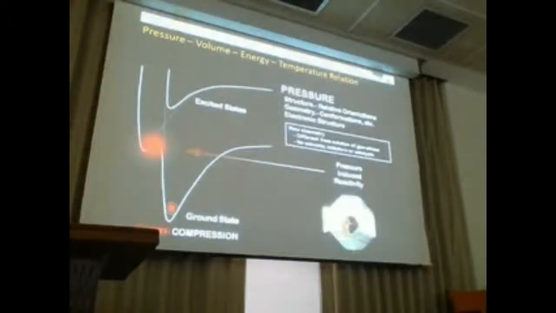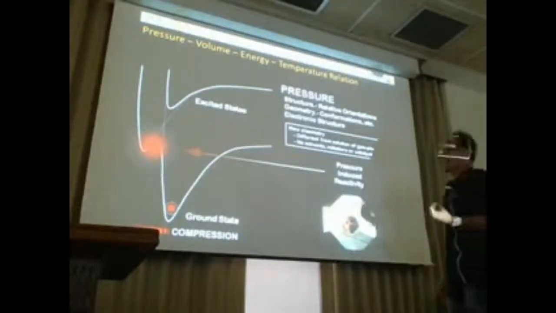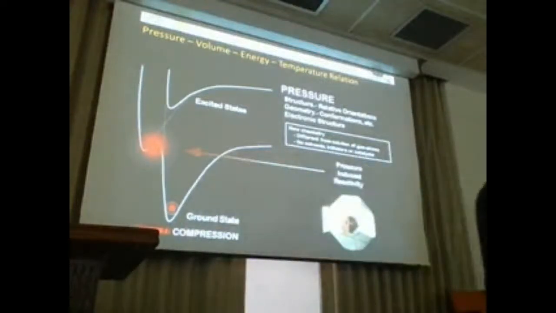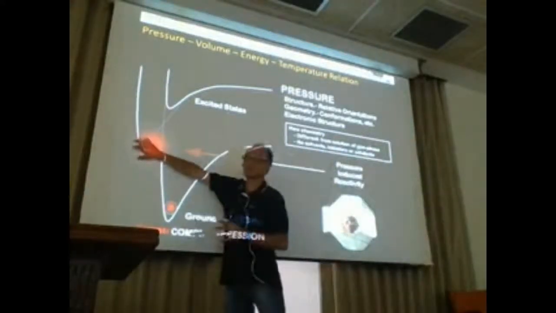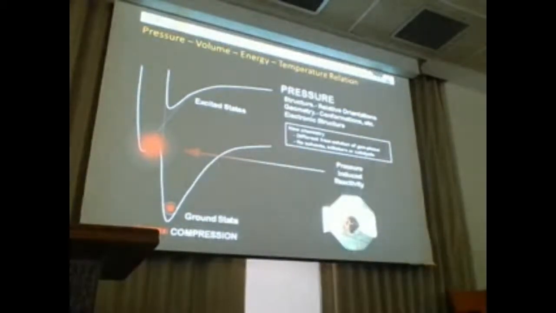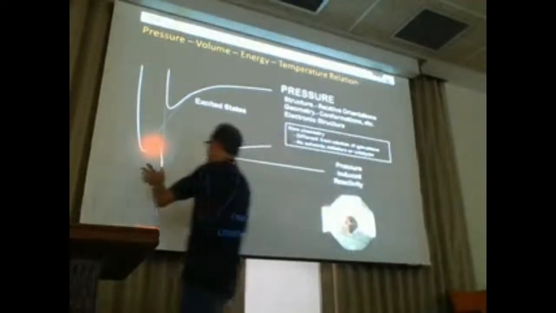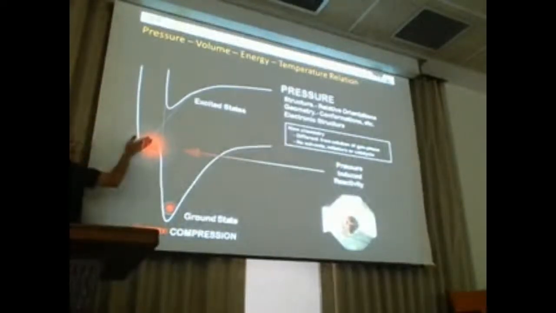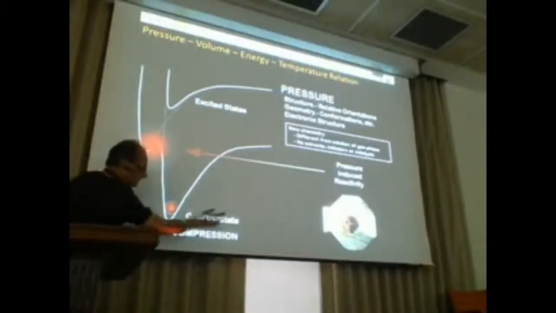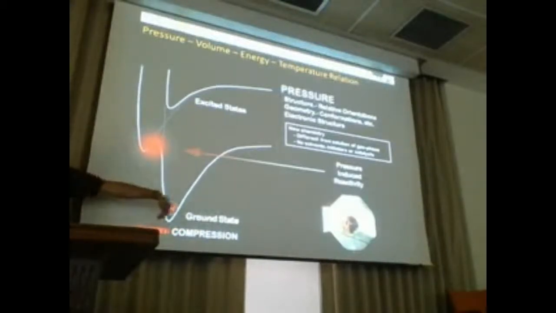So when we are compressing our system, if we want to synthesize a new material, what we are looking for is some minimum, so that we could put the system here, and it could be stable. And luckily, if we release the pressure, the system will be here with a different structure, a different energy, and different properties. This curve, in fact, is nothing but the electronic ground state of the system, or the total energy of the system.